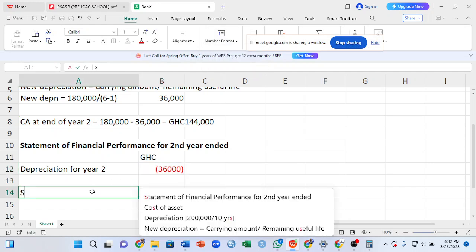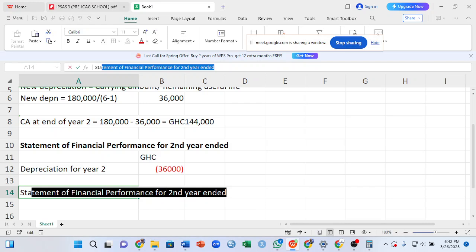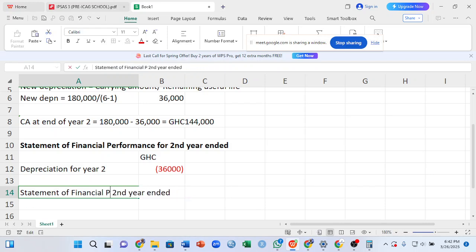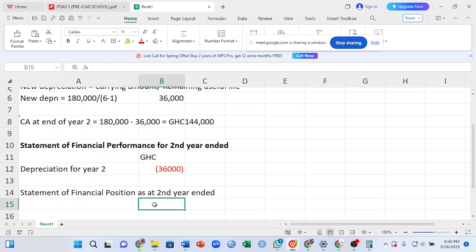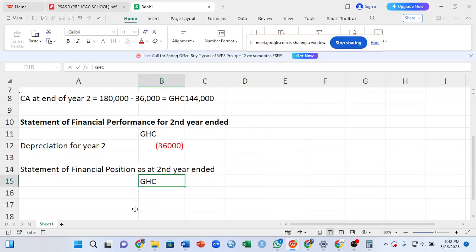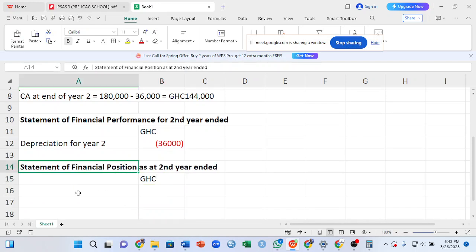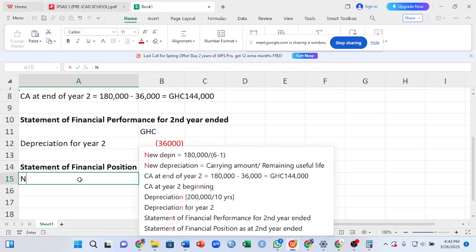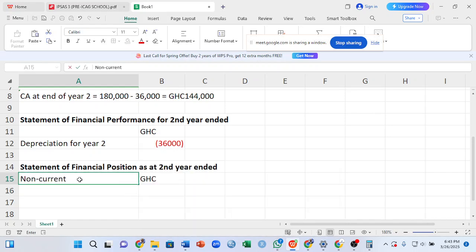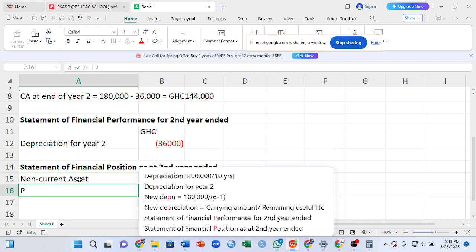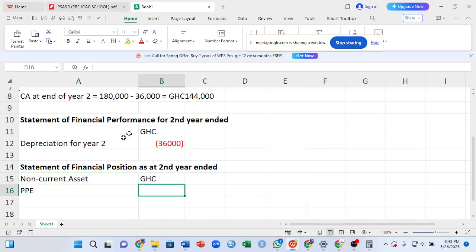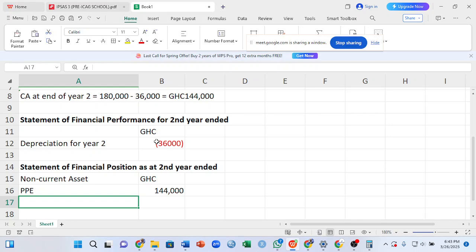Then we come to the statement of financial position, assets, second year ended. And here what we need to bring is our PPE figure, which will be under non-current assets. So under non-current assets, we'll record PPE, which will be the current amount we have here, 144,000. So this is for question one.